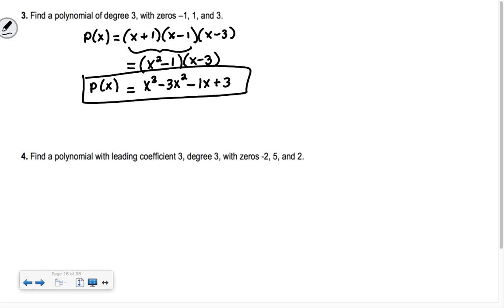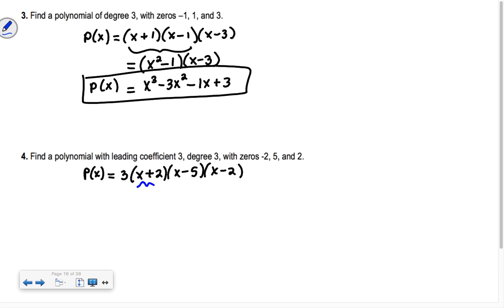So find a polynomial with leading coefficient of 3, degree 3, and with zeros of x minus 2, so I'm going to do x plus 2, x minus 5, and x minus 2. And our leading coefficient was 3, so we're just going to sneak it in on there. So this is where you can be smarter than the problem. You don't want to multiply x plus 2 times x minus 5 first, because then you get a trinomial, and then you have to take a trinomial times binomial. So what's the easiest thing to multiply first?